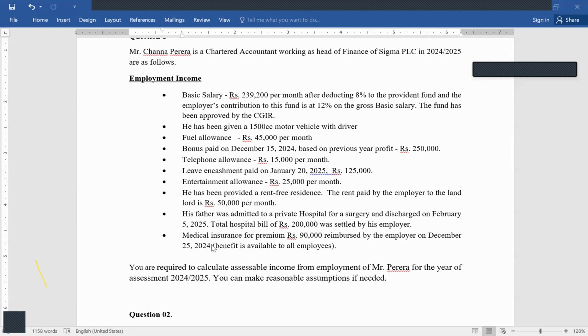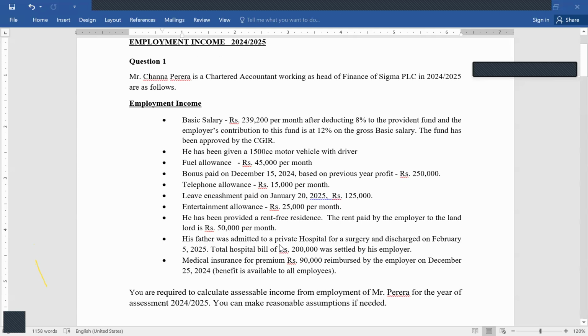So I have changed the year. Earlier it was 2025, but it is for 2024. If it is for 2024, I think it is within the year of assessment. Then we can say that is not liable. But if it is for 2025, then we can say it is also not liable, as it is not for the relevant year of assessment. So I requested you to change the year to 2024. So I think now you can understand how to calculate assessable income from employment.